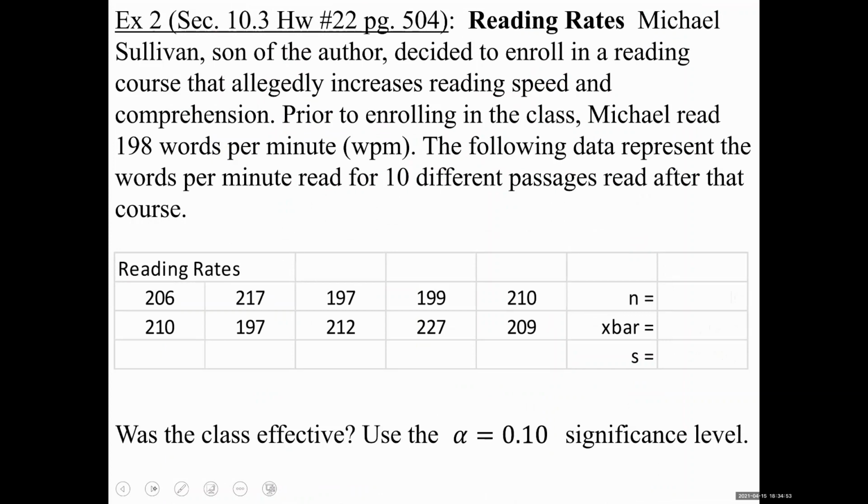All right, guys, on to example 2. Michael Sullivan, the son of the author of your textbook, decided to enroll in a reading course that allegedly increases reading speed and comprehension. Prior to enrolling in class, Michael read 198 words per minute. The following data represents words per minute read for 10 different passages read after the course. Was the class effective? Use the 0.10 significance level.